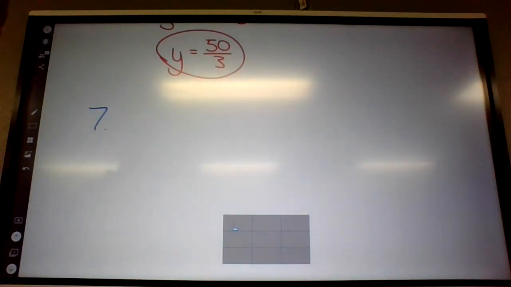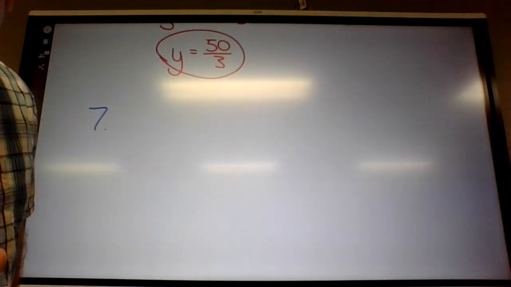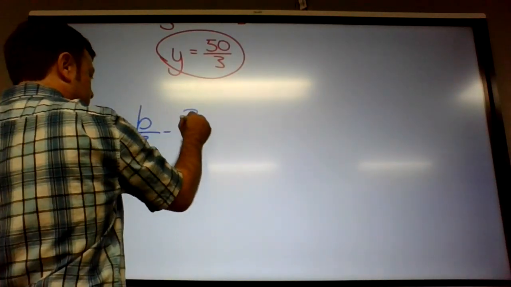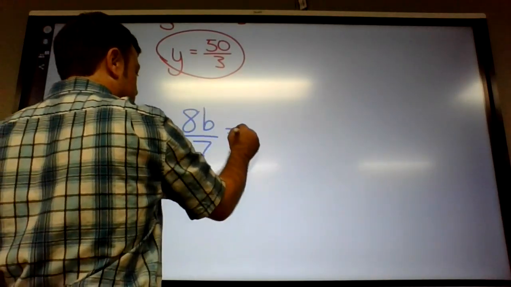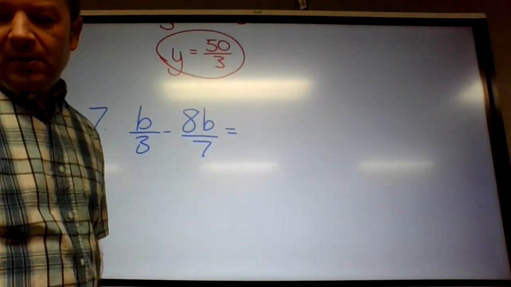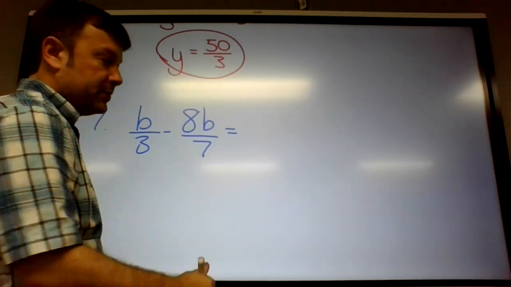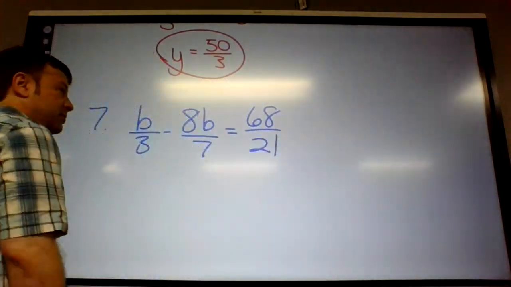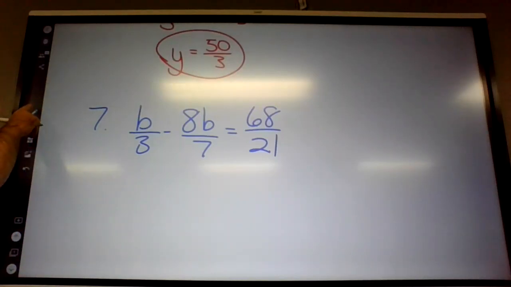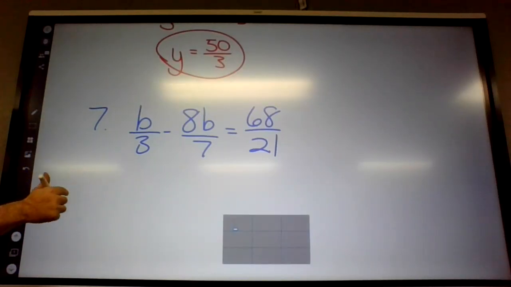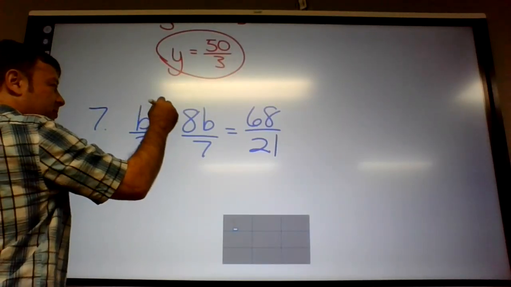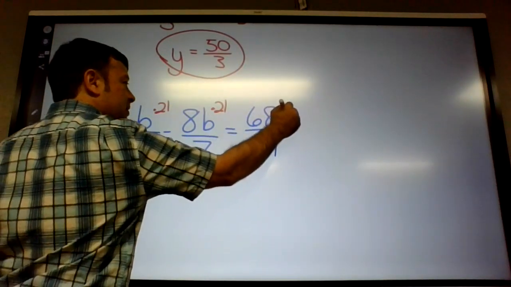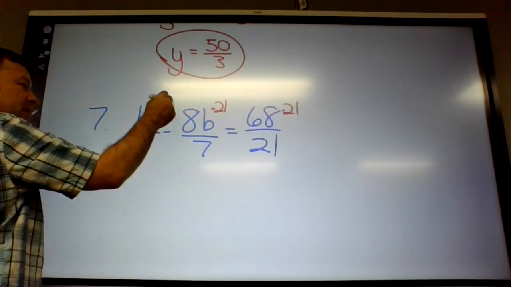Okay, number 7. b over 3 minus 8b over 7 equals 68 over 20. Alright, what do 3, 7, and 21 all go into? 21, because 3 times 7 is 21. So we're going to multiply by 21, kind of. Because actually before we multiply, we can divide.